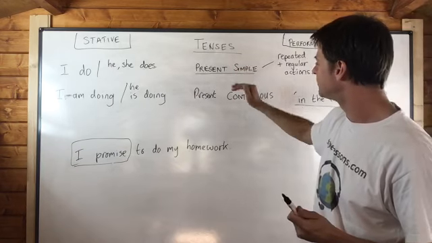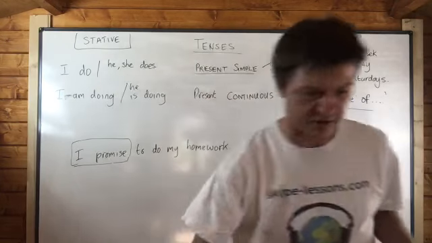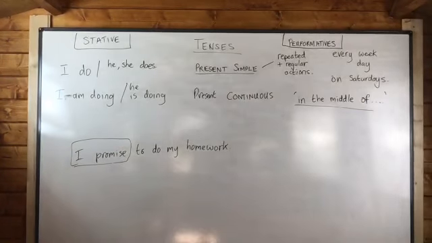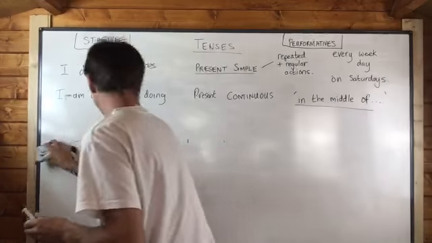Okay, so we've got present simple, present continuous. We've also got present perfect. Sorry, I'm just looking for a cloth. Let me grab a cloth so that I can take this off.